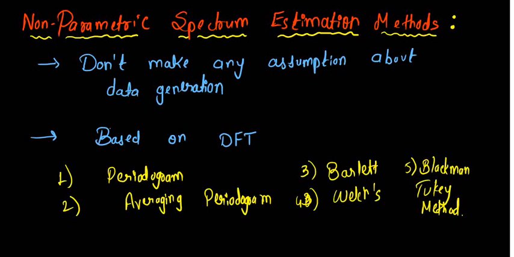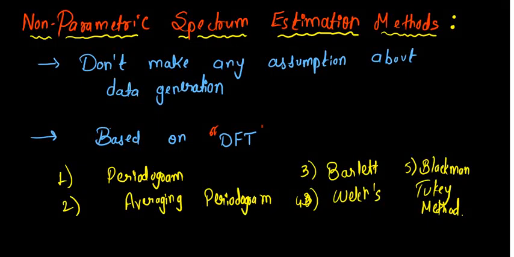Hello all. So now let's start with non-parametric spectrum estimation methods. As the name suggests, non-parametric implies that they do not make any assumption about the data generation, and that's why it is called non-parametric. And the second thing is that all these methods are based on the DFT, that is our discrete Fourier transform.